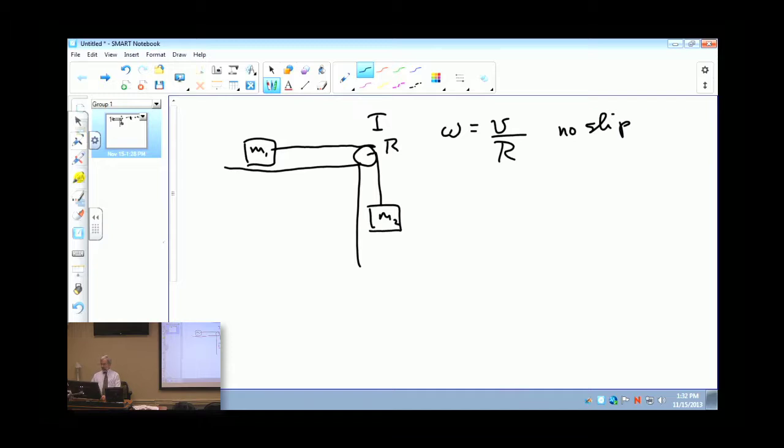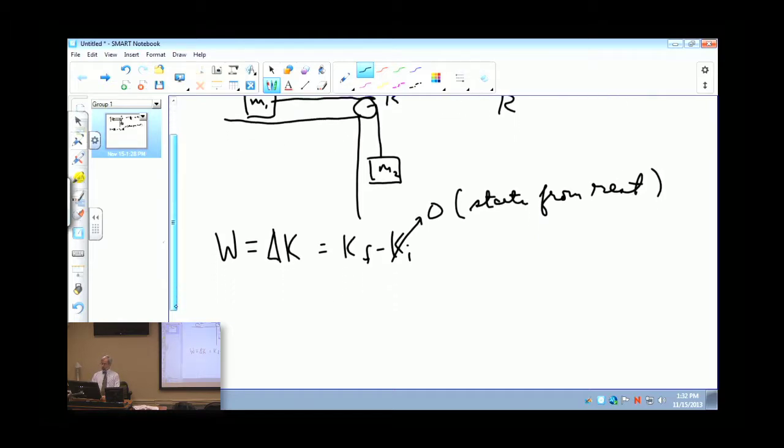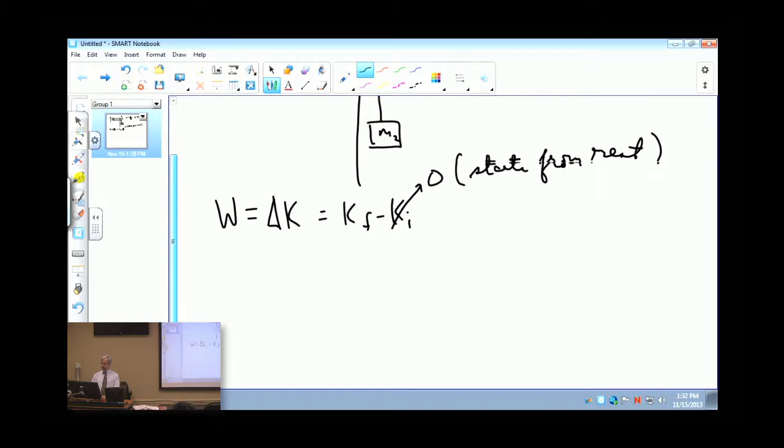Okay, so now we apply the work energy theorem. We don't even really have to go into very much detail here. We only need to examine the work done on the system. The initial kinetic energy is 0 because it begins from rest. So we can compute the kinetic energy of the system after the mass has dropped. M2 has dropped some distance d.